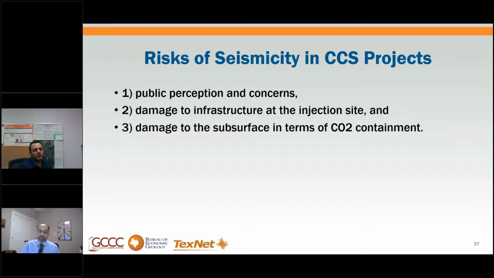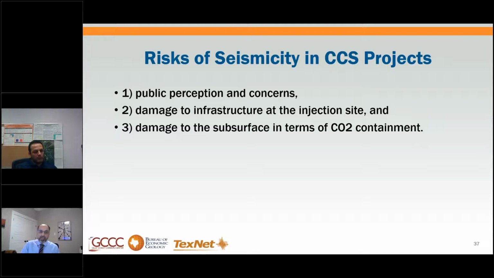Now, for risk of seismicity in CCS projects, we have seen there are mostly three cases. The first one is public perception and concerns. Of course, even before starting a CCS project, when someone is talking about it, there is public perception and concern about what it will entail, and whether it has a high risk related to seismicity.